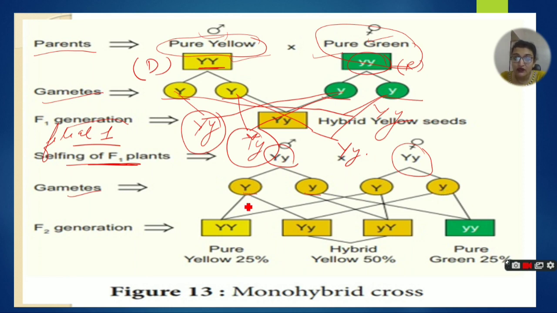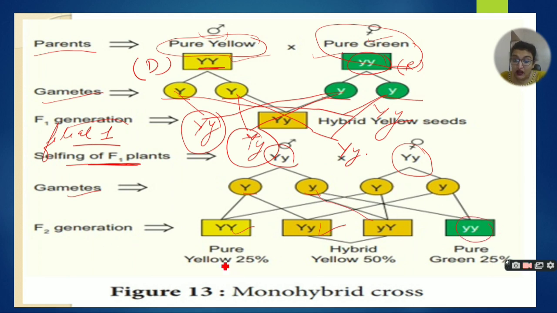So when we talk about the crossing, when this capital Y was crossed with this capital Y, he got capital Y capital Y. When this capital Y was crossed with this small y, he got capital Y small y. When this small y was crossed with a capital Y, he got capital Y small y, and when this was crossed with a small y, he got small y small y.